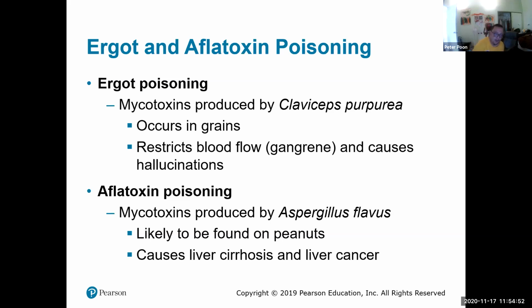So here's the reason for the Salem witch trials. Yes, the religious fever, the religion played a role in that. It was the witch trials, but the original reason was ergot poisoning.